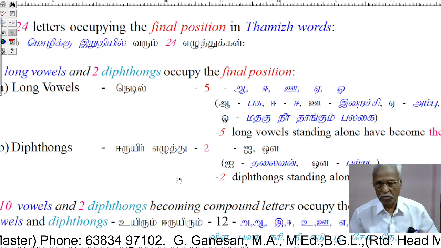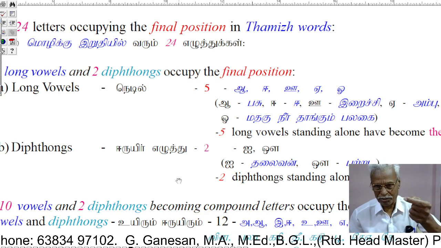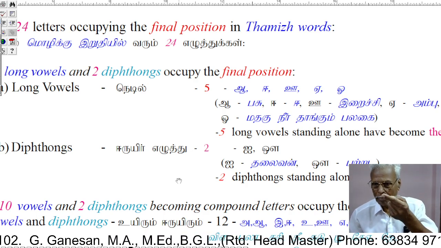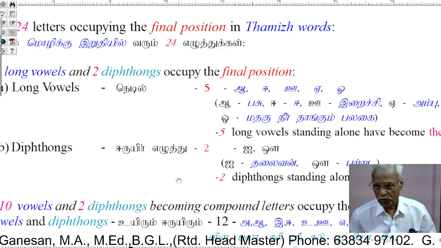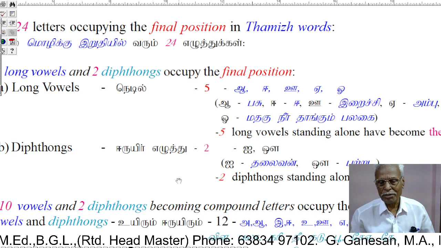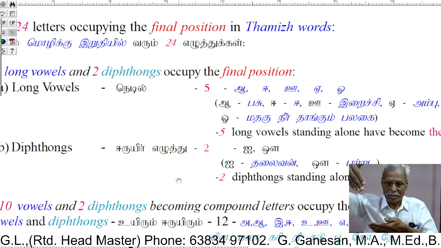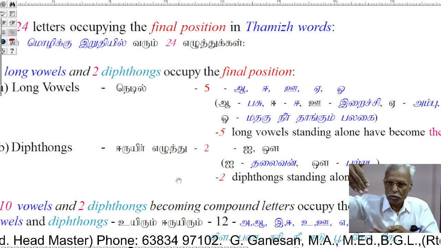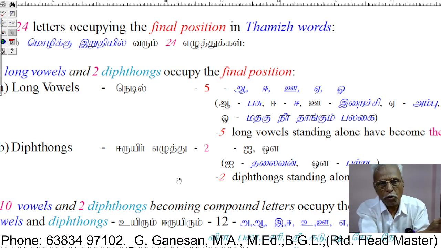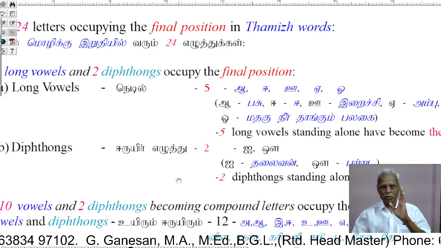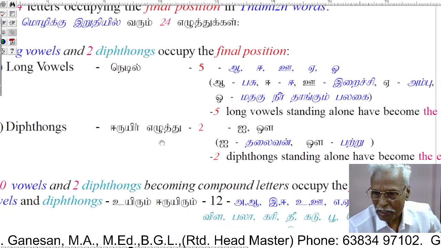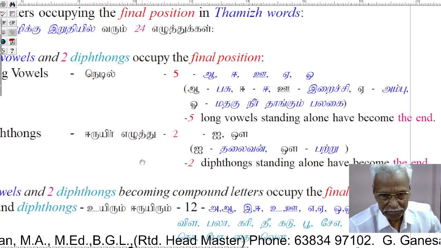That means cow. That is a small insect. Then that is mutton, beef. A, arrow. O, that is the wood used to block the water going out from a tank, the sluice plank. Here the long vowels standing alone have become the end.